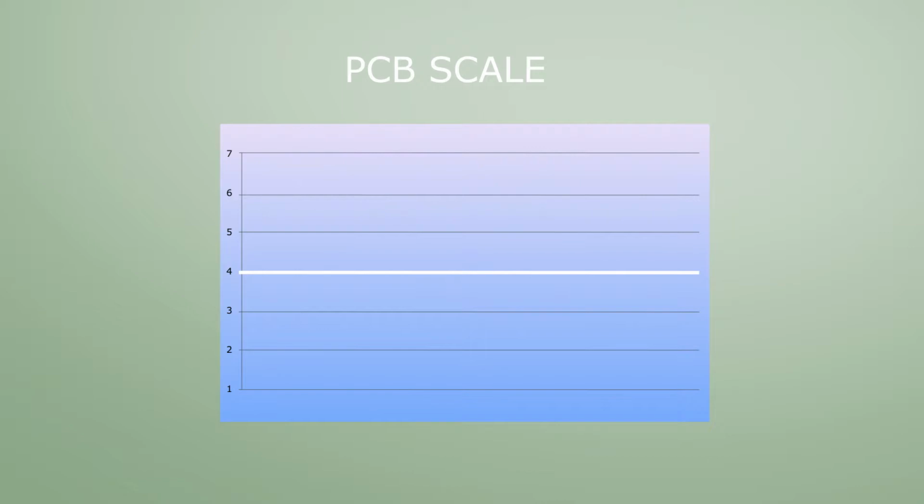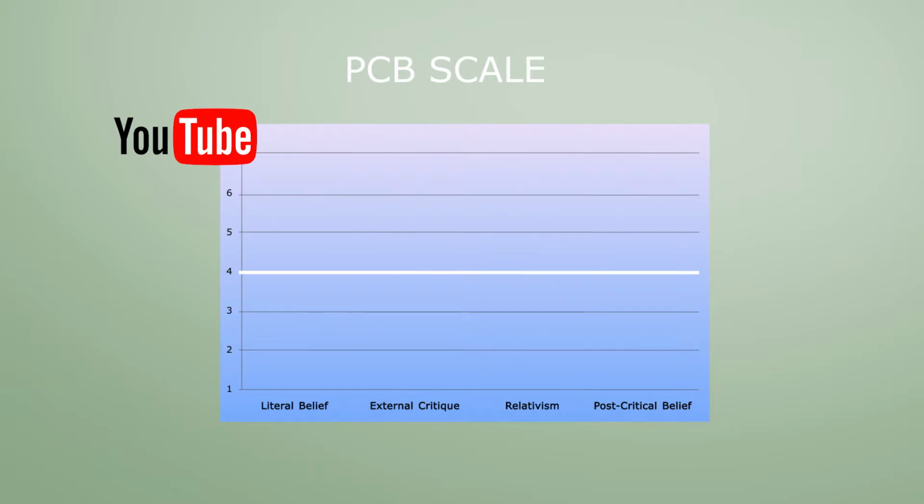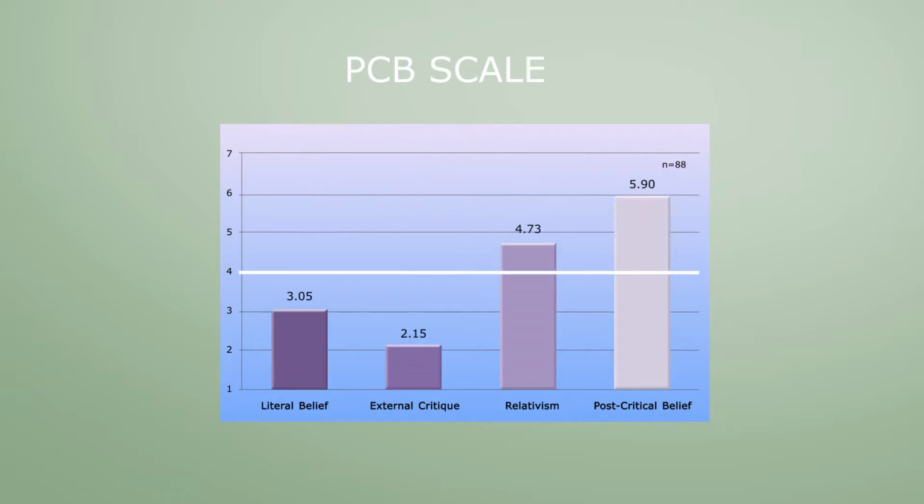At the bottom, you see the 4 cognitive belief styles: literal belief, external critique, relativism, and post-critical belief. To learn more about the content of the belief styles, watch the YouTube video that explains the PCB scale. In the upper right corner, you see the number of people this graph represents. In this case, we see the results of 88 respondents who participated in the PCB scale. Finally, we see the mean scale scores of these 88 respondents. These predict the tendencies in the population as a whole.